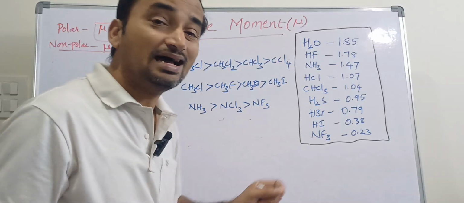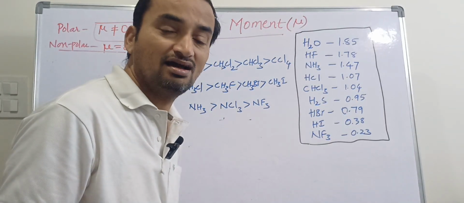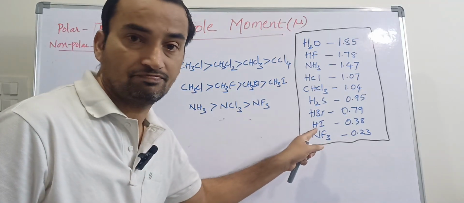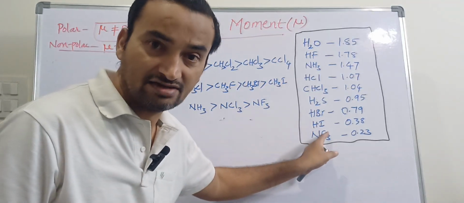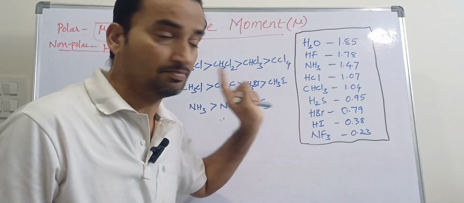These values, they will ask the order. They will give four molecules and they will ask either in the ascending order or in the descending order. Surely you will get one question. It is there in your NCERT. I have taken this only from the NCERT textbook. You just go through this one.